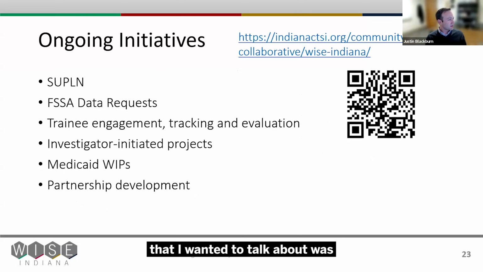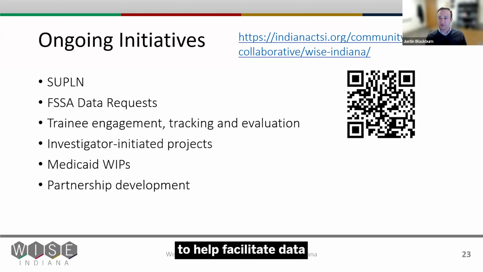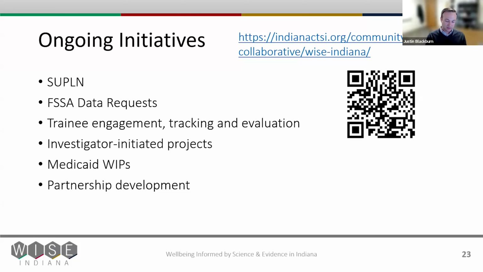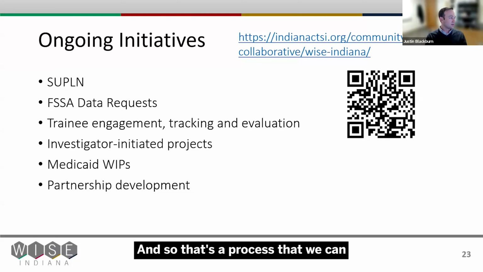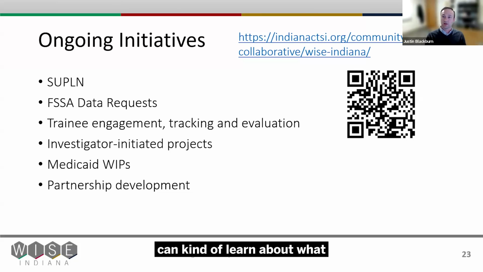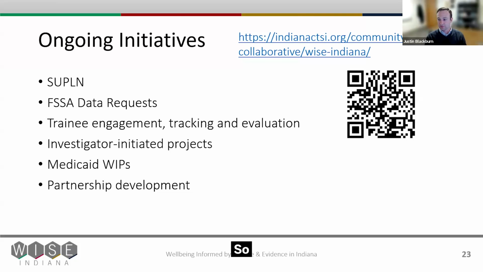A couple other things that I wanted to talk about was we're working with FSSA to help facilitate data requests from other researchers, not just through WISE task orders, for example. And so that's a process that we can hopefully help make this data process a little easier to navigate for researchers. And we're also doing things like Medicaid Works in Progress, where people who want to be involved in this research can learn about what the data look like and some policies.